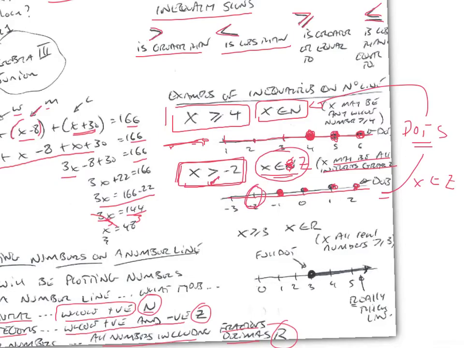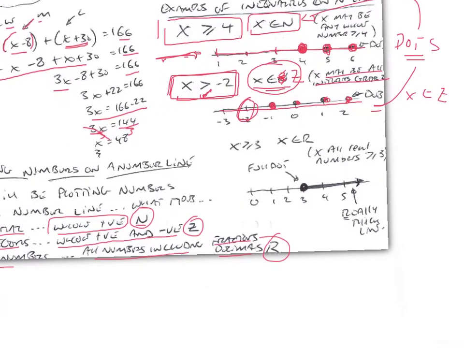Okay. Let's look at showing the inequality x is greater than or equal to 3, and x is a real number. X can be any real number. Okay. So if it's a real number, we're going to use a really thick line. We're not using dots. We're using a thick line. And we may use a full dot to start the line or an open dot. Let's see what we'll do here. X is greater than or equal to 3.